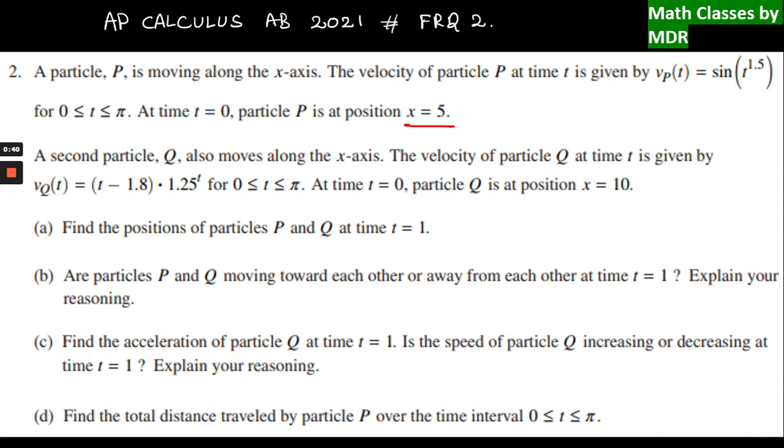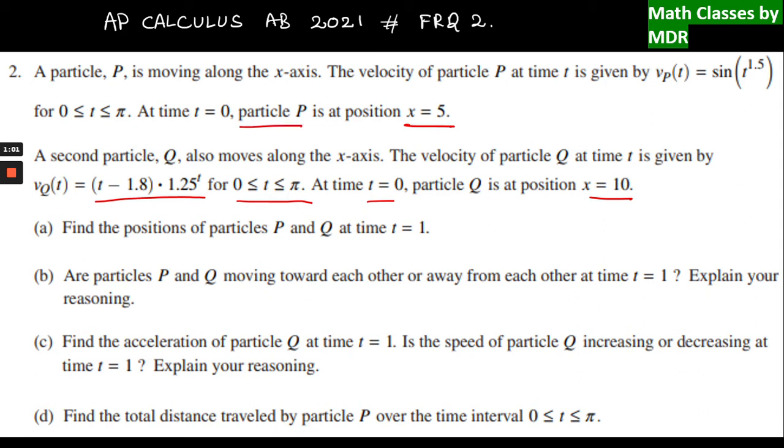A second particle Q also moves along the x-axis. The velocity of particle Q at time t is given by (t − 1.8)(1.25^t) for 0 ≤ t ≤ π. At time t = 0, particle Q is at the position x = 10.